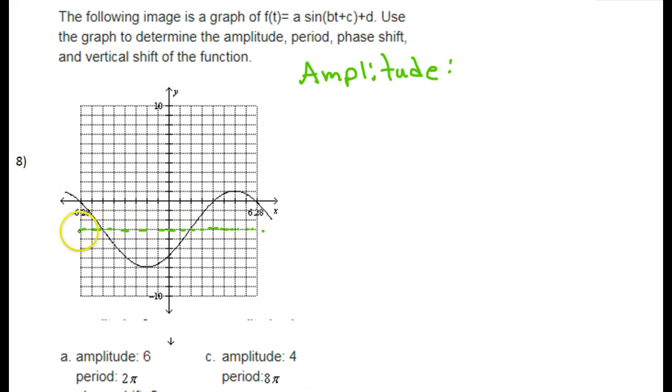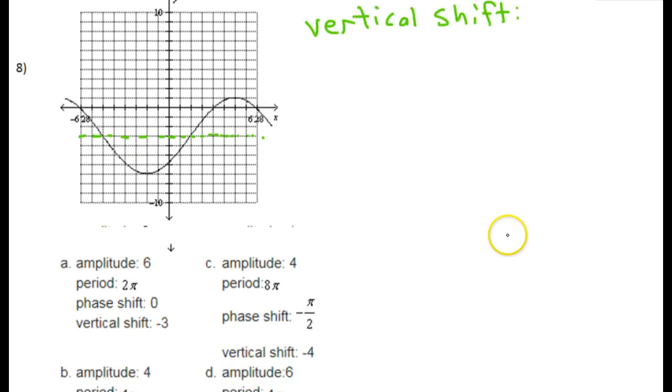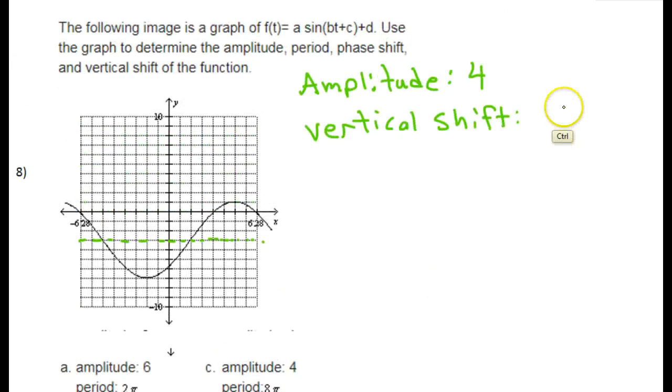Alright, because I know this is the midline because from here the graph goes up 4 and it goes down 4. So that tells me that the amplitude is 4. Okay, the vertical shift, since the midline is here at -3, that means that the vertical shift is down 3. Okay, or -3.